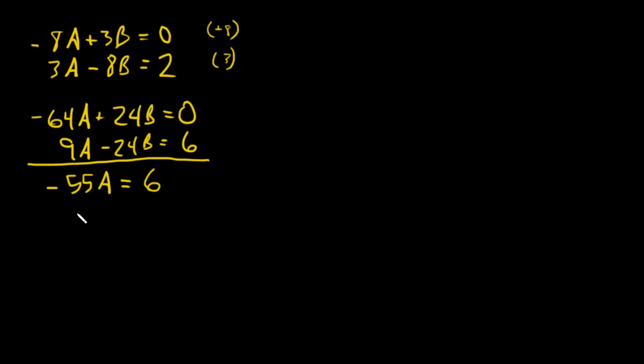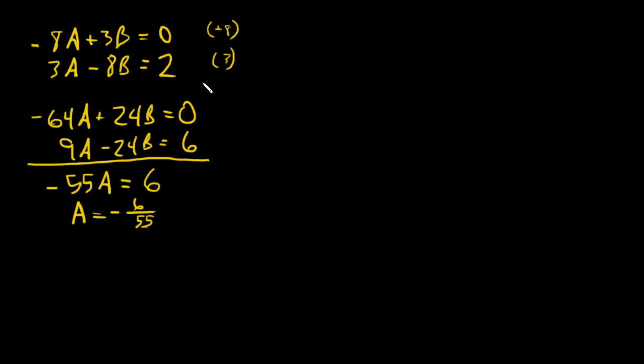Now I can solve out. A is going to equal negative 6 over 55, and I don't think we can do anything with that. Can't. 2 and 3 and 5 and 11, nothing in common. So now that I've got my A, I could feed it back in and deal with the fractions.